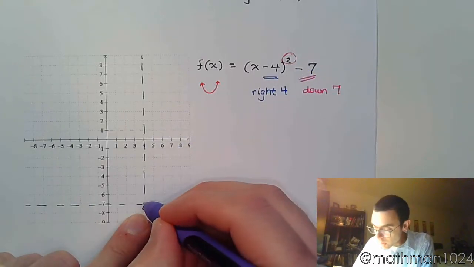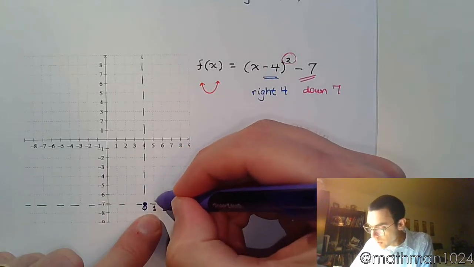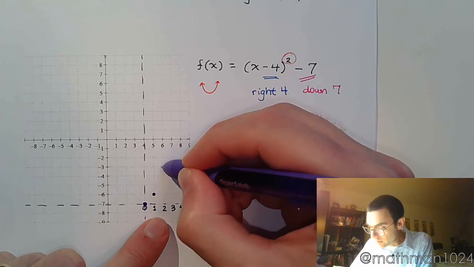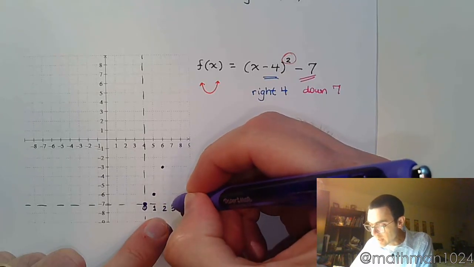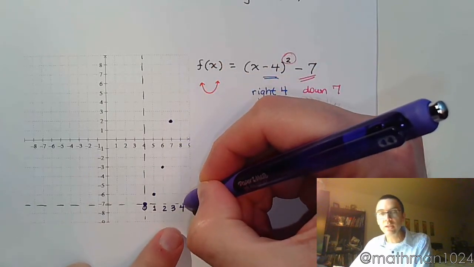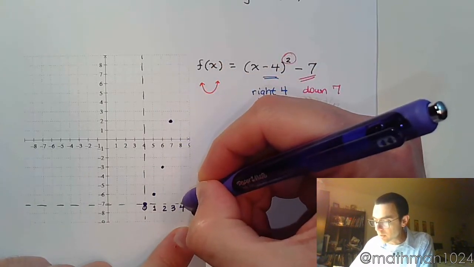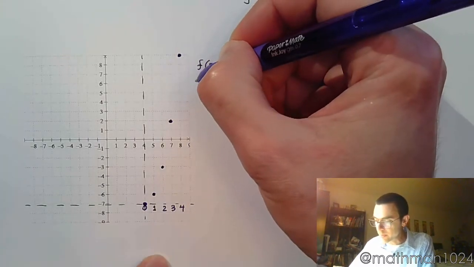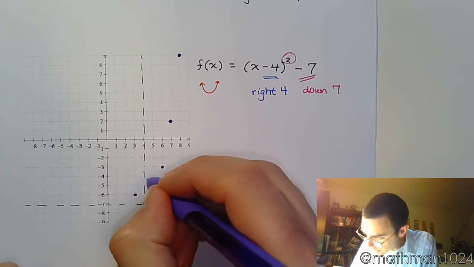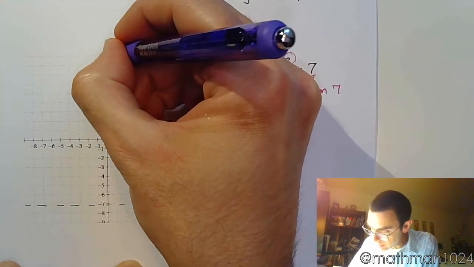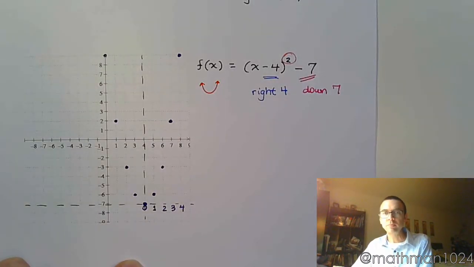So 0 squared is 0, 1 squared is 1, 2 squared is 4, 3 squared is 9, so that's going to be up here. 4 squared is 16. That's actually going to fit here because 7 plus 9 is 16, all the way up here. And you can copy these points on the other side because we do have this line of symmetry. And it's going to look like that.